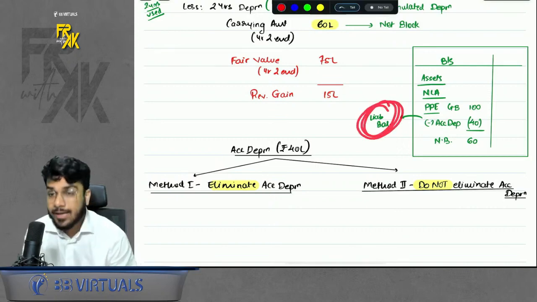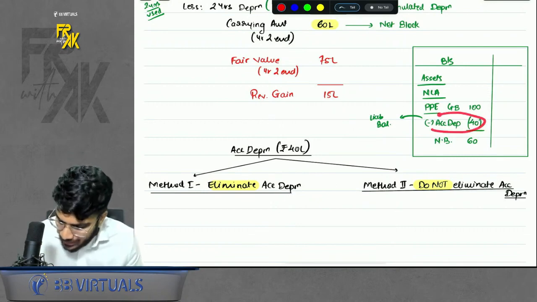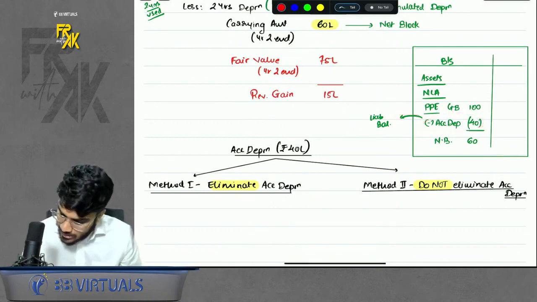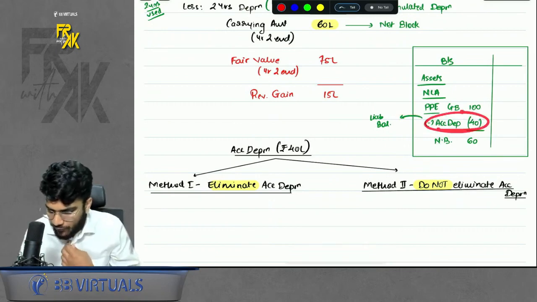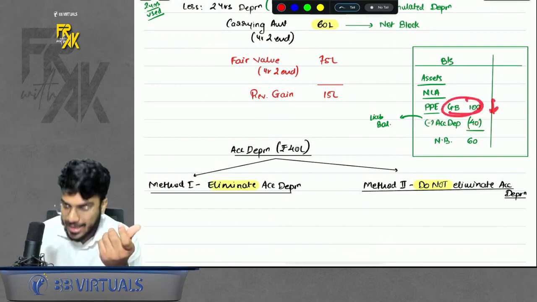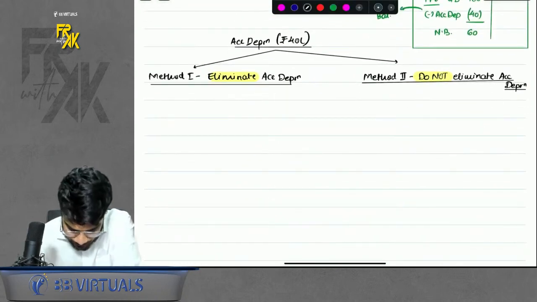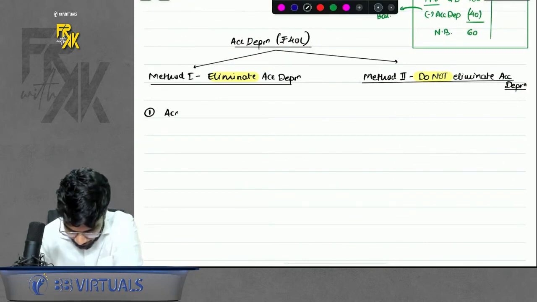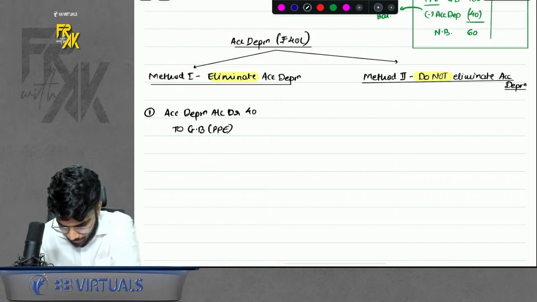Why am I saying all these things? So that you can pass the journal entry very easily. I am saying that I want to eliminate a liability kind of a thing against gross block. So what entry do we pass? If I want to eliminate a liability, I will debit it. And if I want to reduce the gross block as well, I will credit the asset to reduce it. So the entry which forms here is accumulated depreciation account debit 40 to gross block of PP 40.